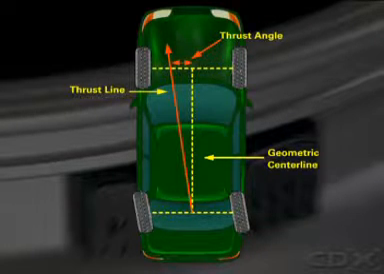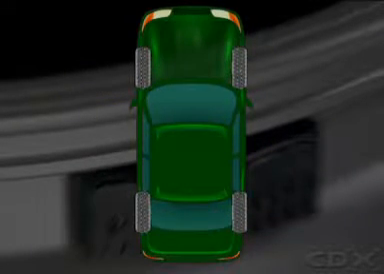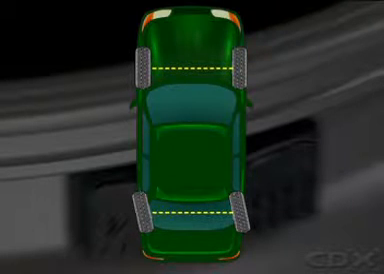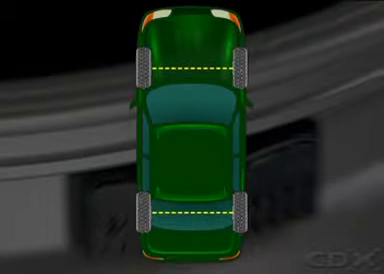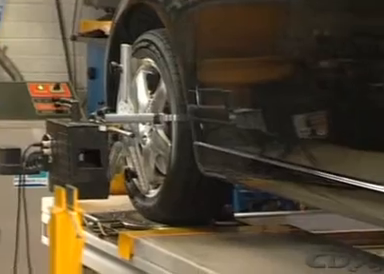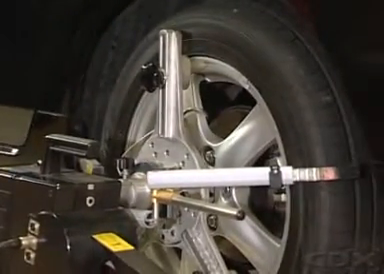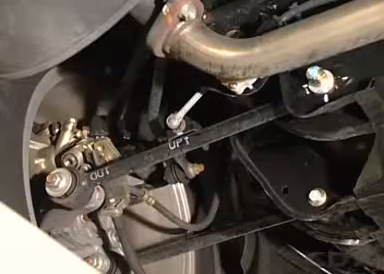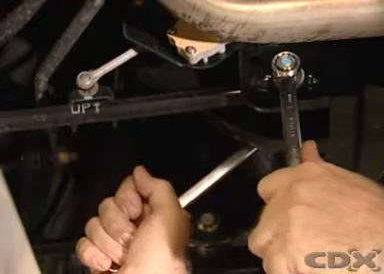The thrust angle can be adjusted on vehicles with adjustable rear suspensions. On vehicles that do not have adjustable rear suspensions, the thrust angle can be compensated for by aligning the front wheels to the rear wheels. Referencing the front steering geometry to the rear is very important. A quadrialignment procedure involves aligning all four wheels in relation to each other.